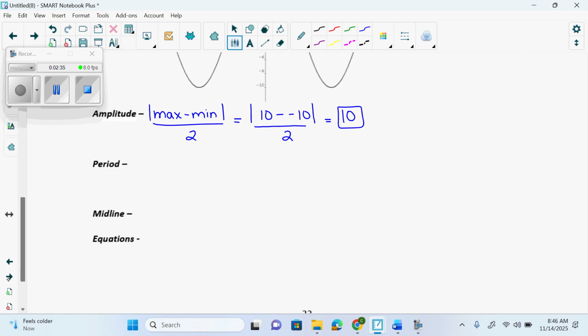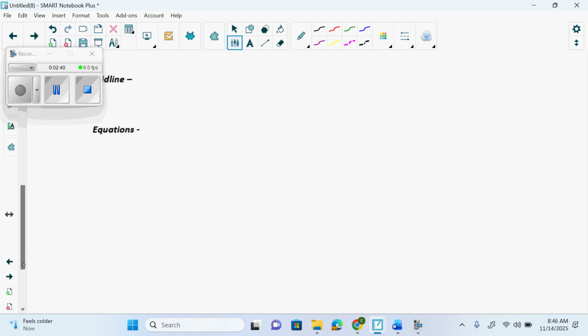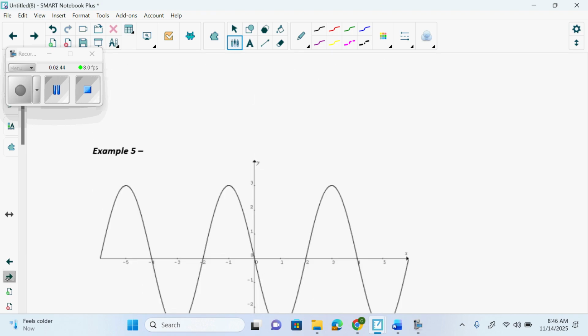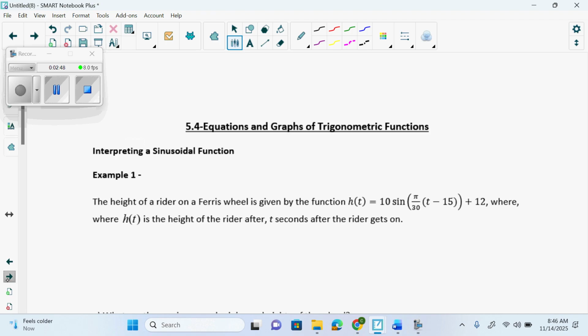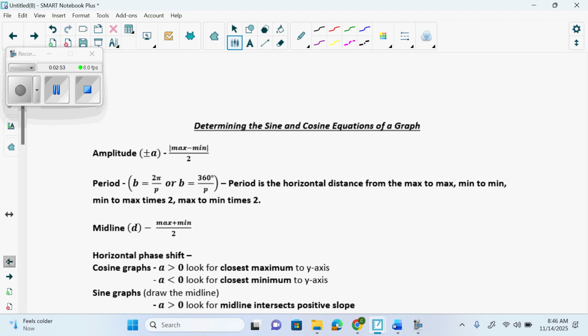Next graph. See, there's an example 2, then there's an example 3, then there's an example 4, then there's an example 5, then there's an example 6, and there's no more. Go find the amplitude of all of them. I don't care what they ask you other than that. Amplitude of all of them.